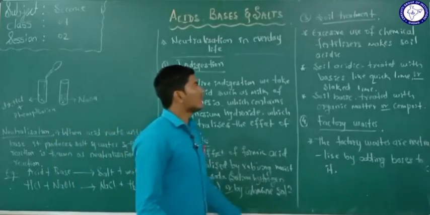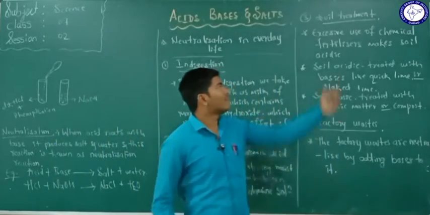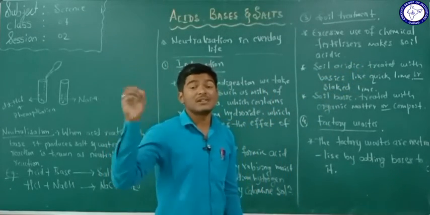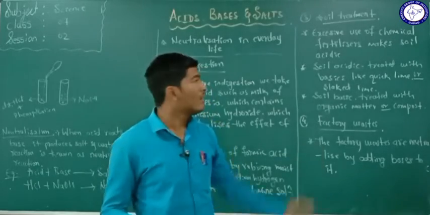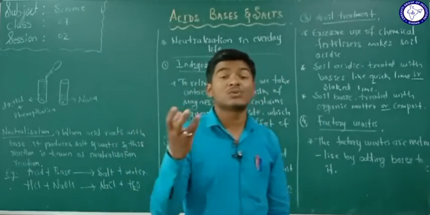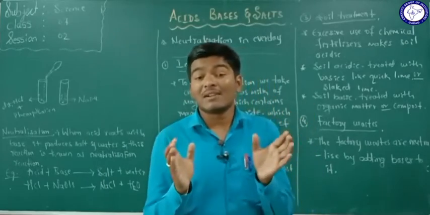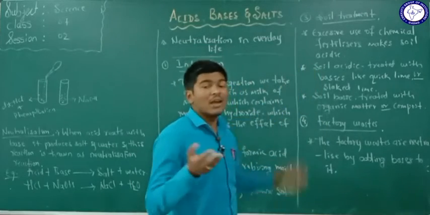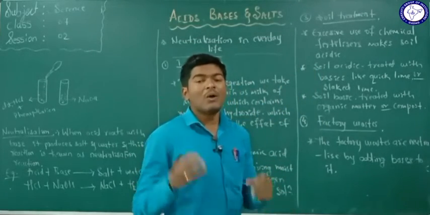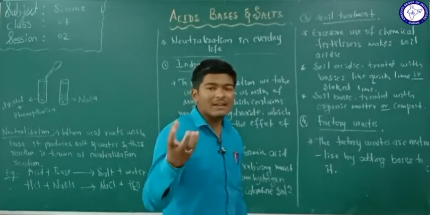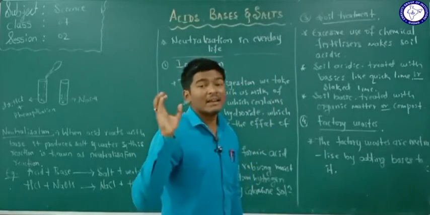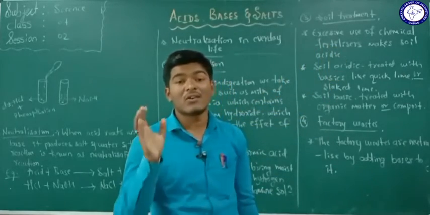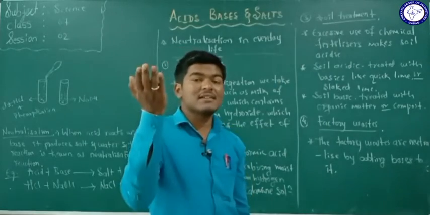Another use of the neutralization effect in our daily life is soil treatment. So what is the use of neutralization in soil treatment? You have to remember here, excessive use of chemical fertilizer on the soil will make the soil very acidic. How much fertilizer is used has to be controlled, because excessive use of chemical fertilizer increases the acidic property of the soil.